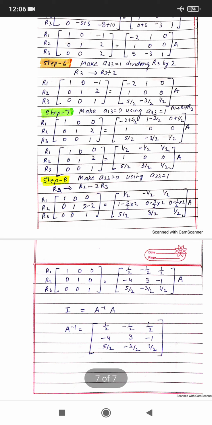So I is equal to A inverse into A, and A inverse is equal to half, minus half, half, minus 4, 3, minus 1, 5 by 2, minus 3 by 2, 1 by 2.